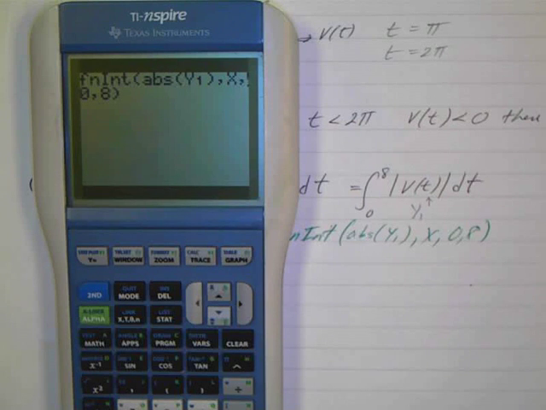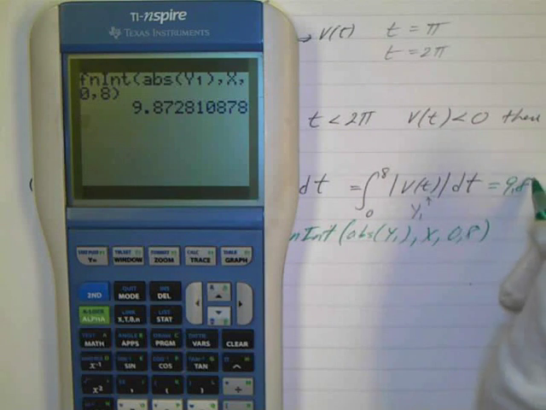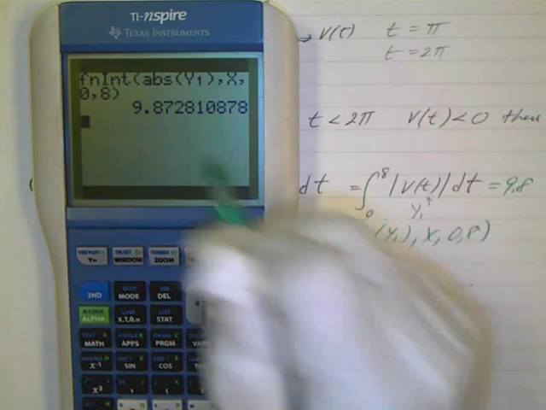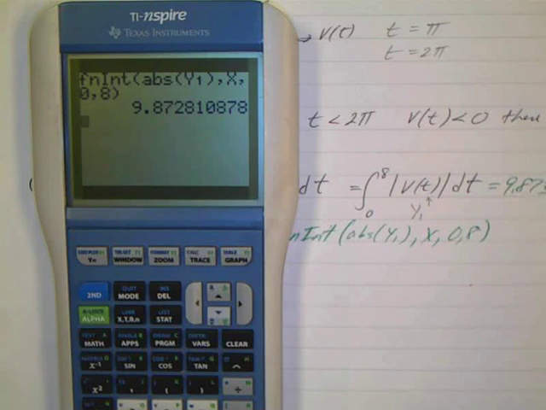Now these are kind of hard to do without a calculator, because then you have to figure out where it's positive, where it's negative, and then flip the negative so you can add up, get all the actual total area. That's a little easier with a graph. Okay, and I got 9.873. Yeah, because that's bigger. 9.873. So that was the total distance traveled.